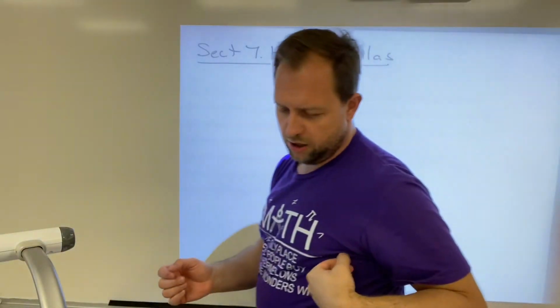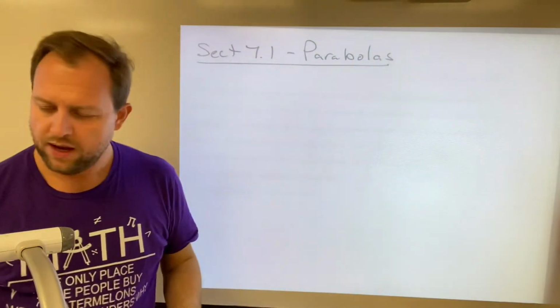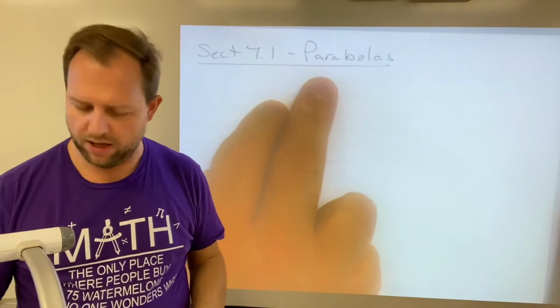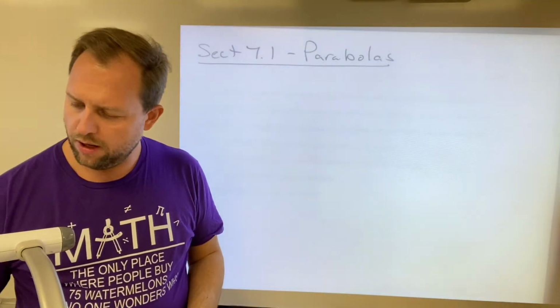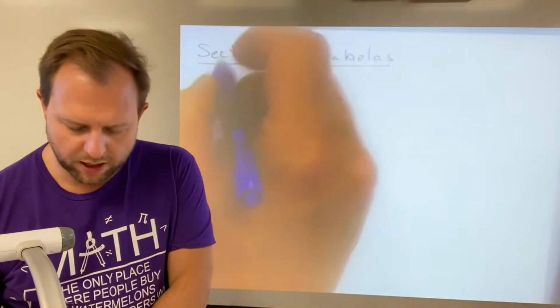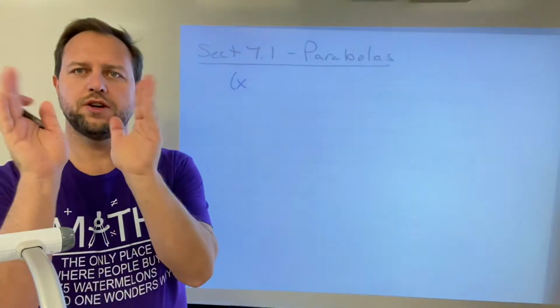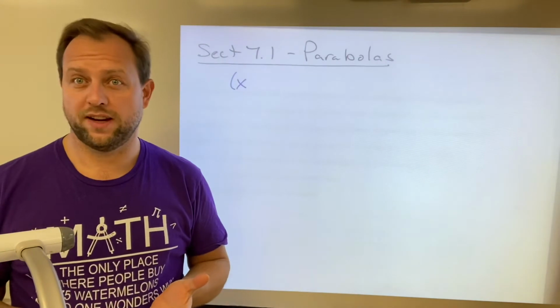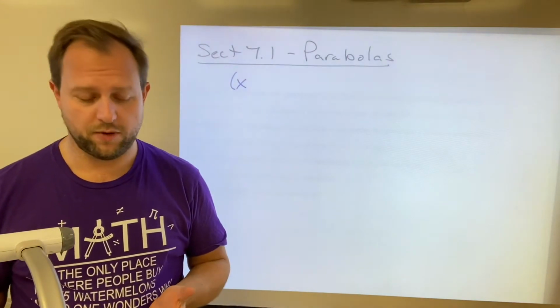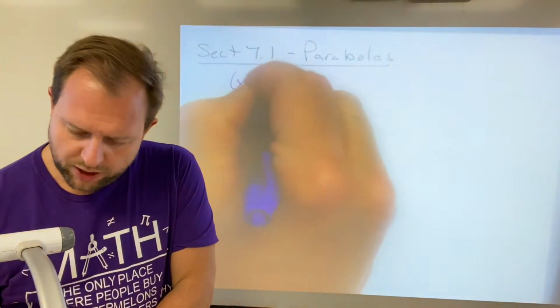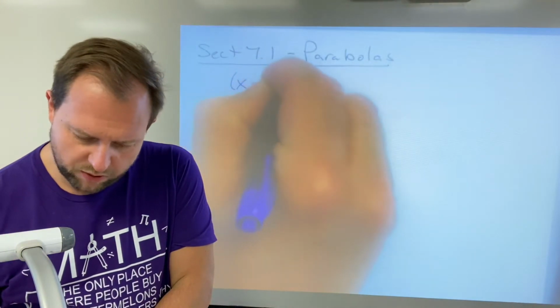Okay, we're going to start off with chapter 7. Section 1 is on parabolas. Now, the equation for a parabola, if it opens up or down, is going to look kind of like a quadratic, because it is a quadratic when it's doing that. And so the equation looks kind of similar to things we've seen in the past.